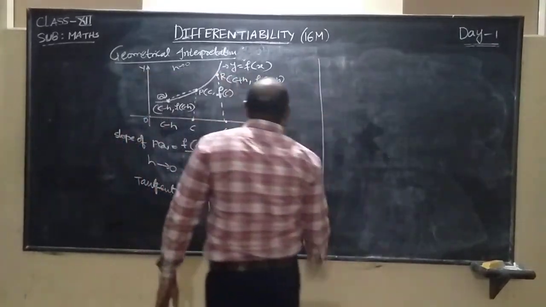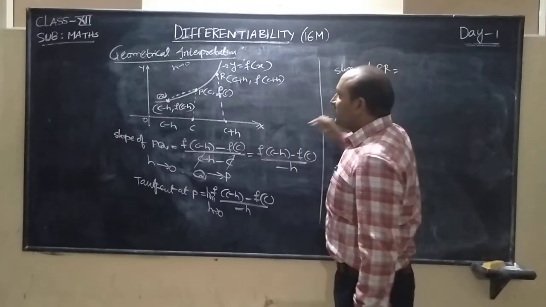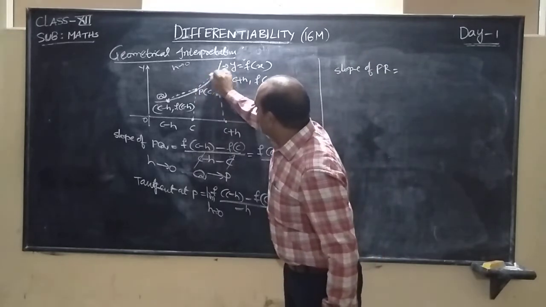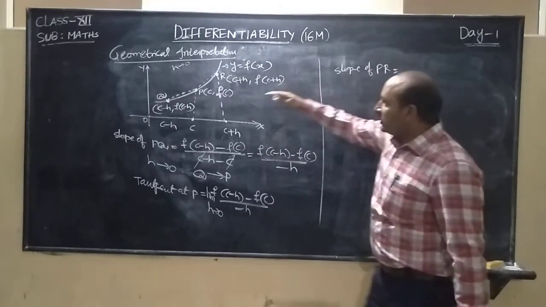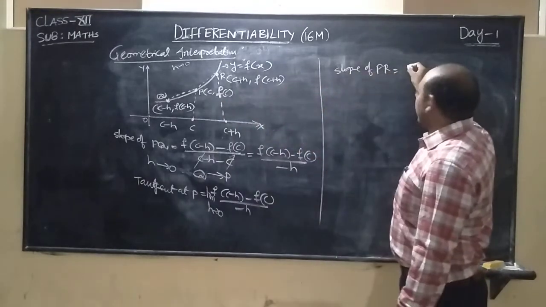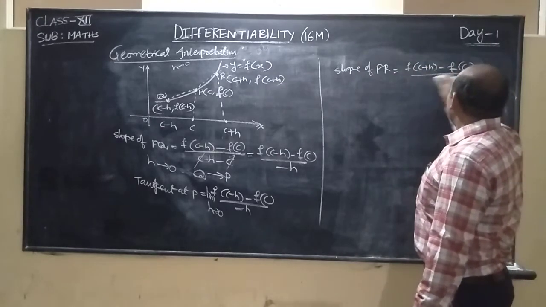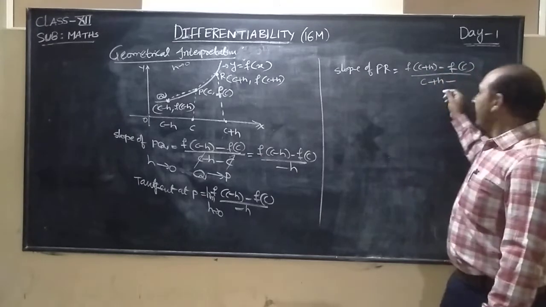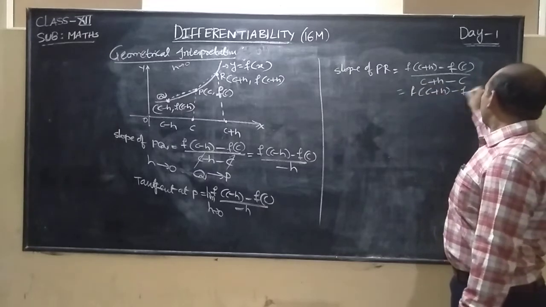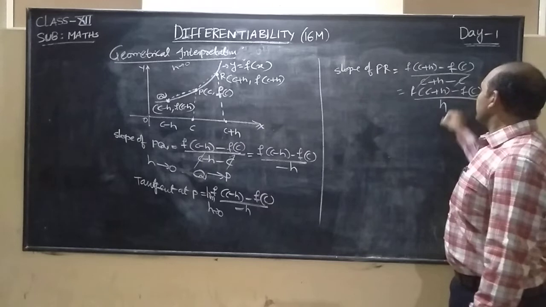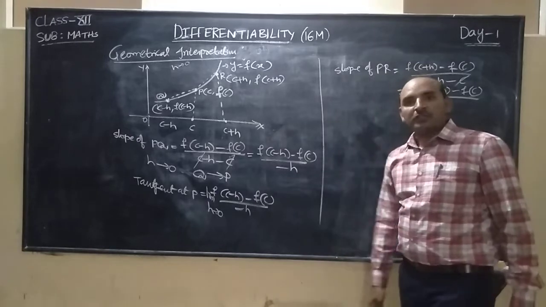Same thing here. The slope of PR, we have to find out the slope of PR, the chord joining P and R. This is x1, y1, x2, y2, so y2 minus y1 is f of c plus h minus f of c, divided by x2 minus x1, which is c plus h minus c. This is equal to f of c plus h minus f of c divided by h, where c and c cancel. So the slope of PR is also finite, and the slope of PQ is also finite.